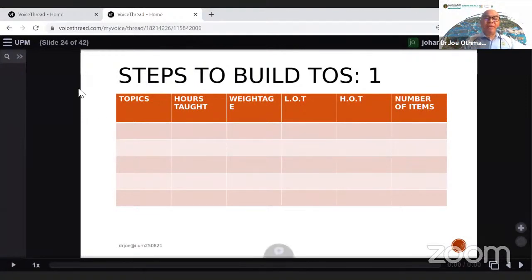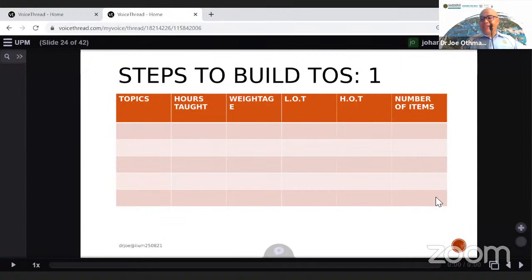So, you have the topics, you have the hours taught. Sorry, this one is a bit bigger. Weightage. LOT, don't worry, is lower order thinking. HOT is higher order thinking. We know this from before, right, HOTS.